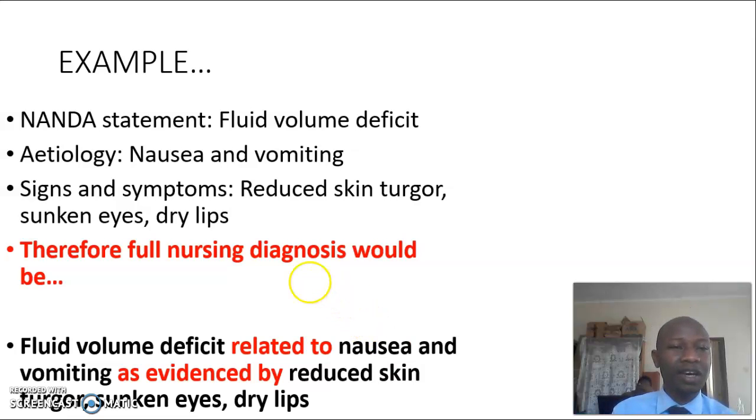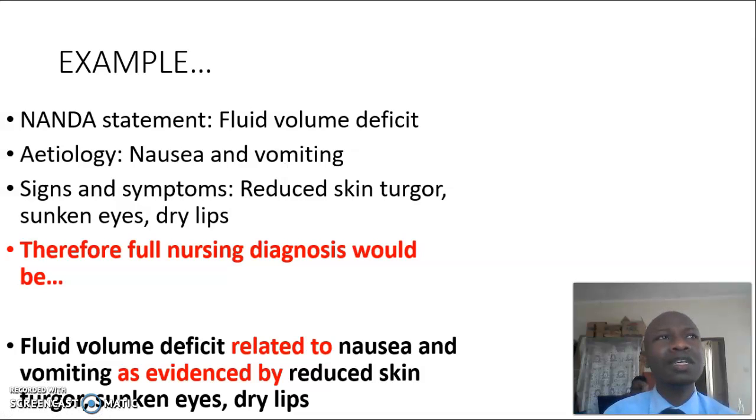If you are given an understatement such as fluid volume deficit, this one you cannot write an understatement on your own, but you have to derive it from the NANDA list of diagnosis. Remember, NANDA means North American Nursing Diagnostic Association. It is the only association that publishes the NANDA statements that are approved. So you cannot write your own statement. So the NANDA statement we have here is fluid volume deficit.